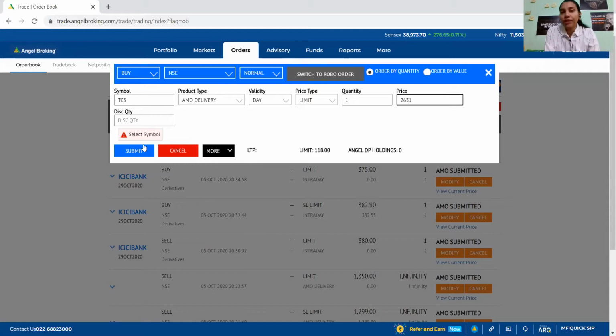The moment you submit this, it is going to execute a trade. If some person has put a buy order at 2630 and you have placed it at 2631, 1 rupee above, your trade will be executed immediately because you are giving a higher buying price. Obviously, if you give a higher price to buy something, you will be able to get it.